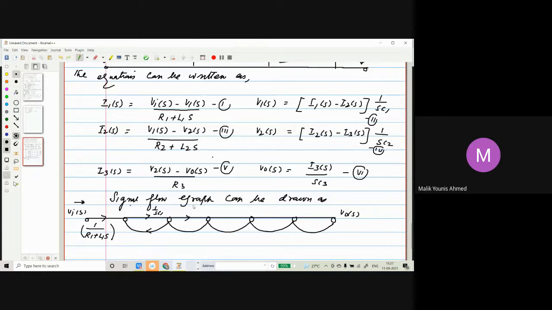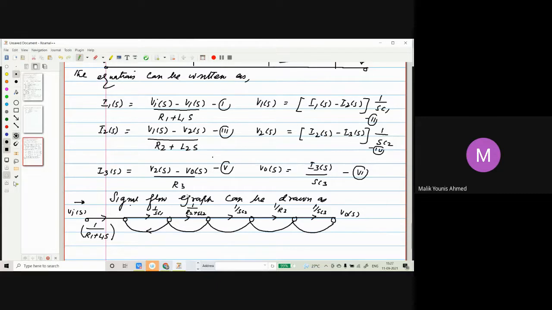1 by R2 plus SL2. Okay. What is the fourth? 1 by SC2. Whatever is in the denominator, those are the feedbacks. What is the fifth? Here, 1 by R3. You have to satisfy it. I'll show you. Then 1 by SC3. So these impedance values have to be written in a transfer function.